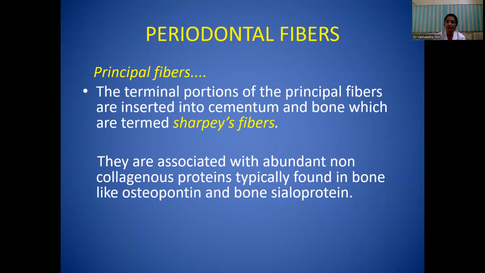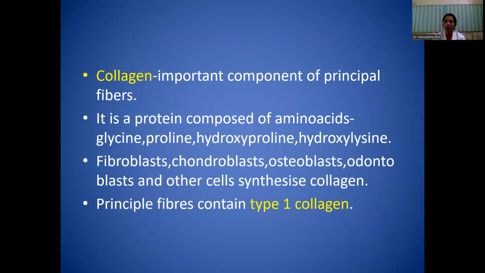For the periodontal fibers, we have the principal fibers. The terminal portions of the principal fibers are inserted into the cementum and bone, and are termed Sharpey's fibers, and they are associated with abundant non-collagenous proteins typically found in bone like osteopontin and bone sialoprotein. Collagen is the important component of the principal fibers, and it is a protein composed of amino acids lysine, proline, hydroxyproline, and hydroxylysine.